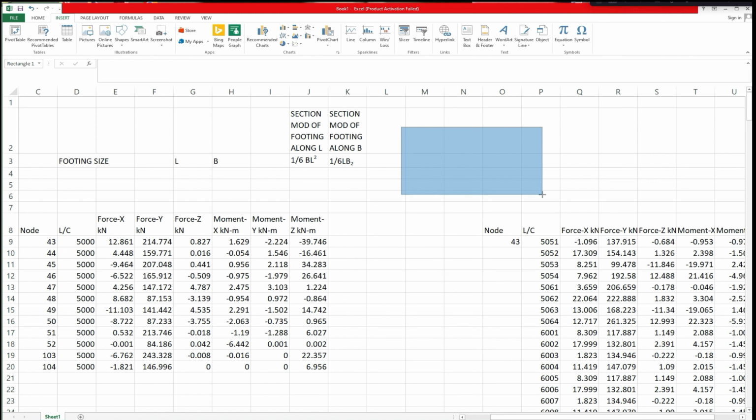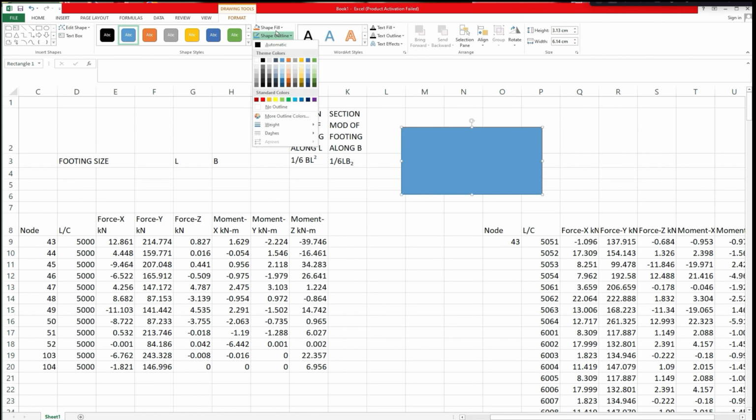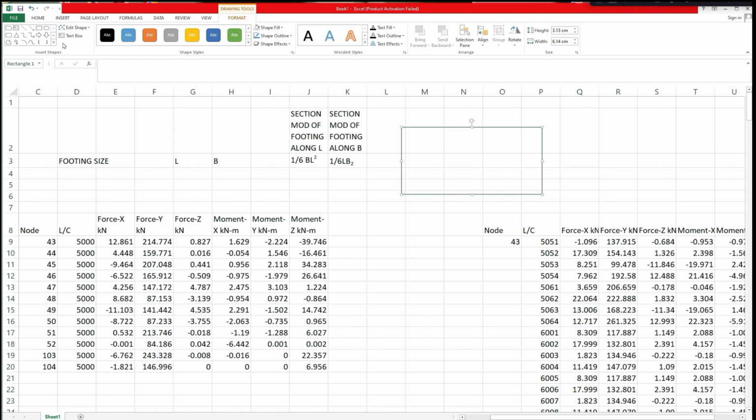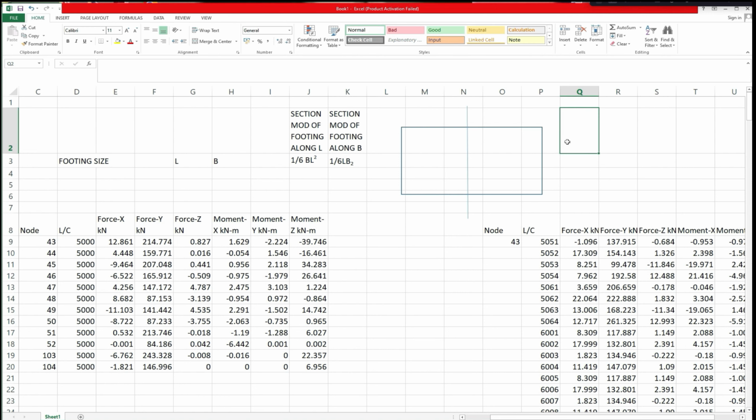We have a rectangular footing like this. Now this is the major axis. So the moment of inertia about the major axis is equal to B L cube divided by 12.